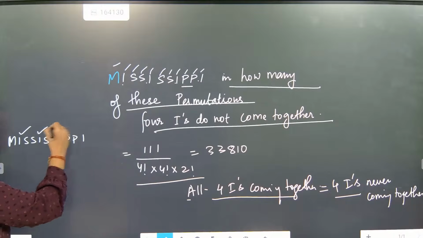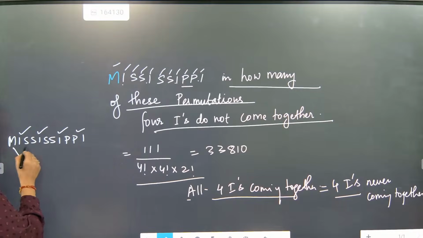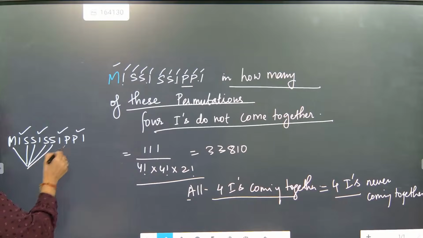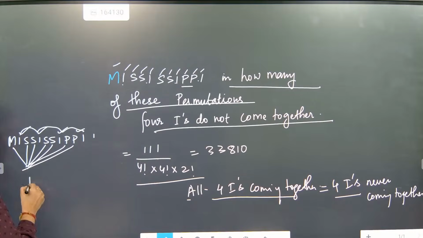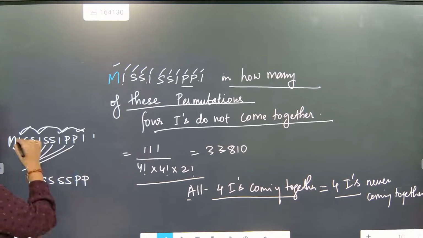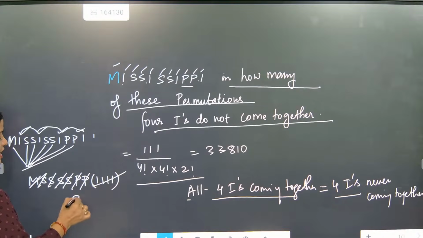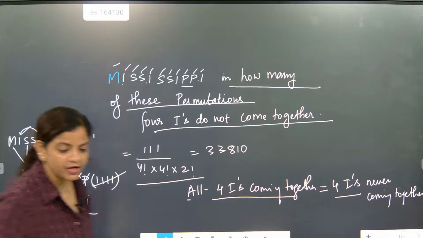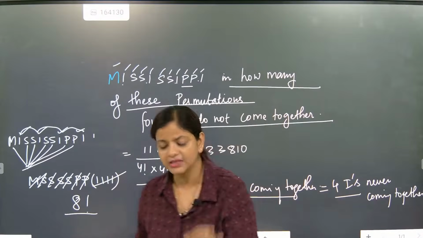In Mississippi, 1, 2, 3, 4, these 4 I's we will take together. So now what is remaining? M, 1, 2, 3, 4, 5, 6, 7. And these 4 I's together will become 1. Are you understanding? So M, 1, S, S, 2, 3, and then S, S, P, P, I. Now all these 4 I's together are like this. So total count 1, 2, 3, 4, 5, 6, 7, and this one will become 8 factorial, because all the four I's are coming together, so they will be taken as one.